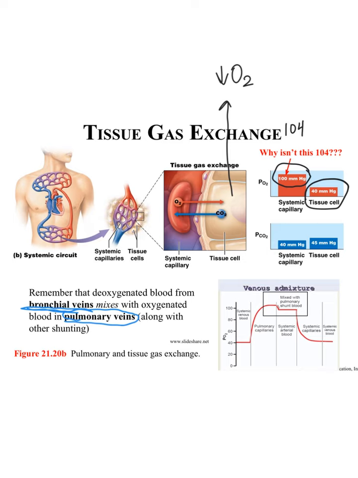CO2 is produced as a waste product of cellular respiration. So we have an increased amount of CO2 in our tissue cells, about 40 millimeters of mercury, compared with the systemic capillary bed. So again, notice there's a much smaller pressure gradient for CO2, but because it's so much more soluble than oxygen, it still works. The little bit higher pressure in the tissues drives CO2 to enter the systemic capillaries.